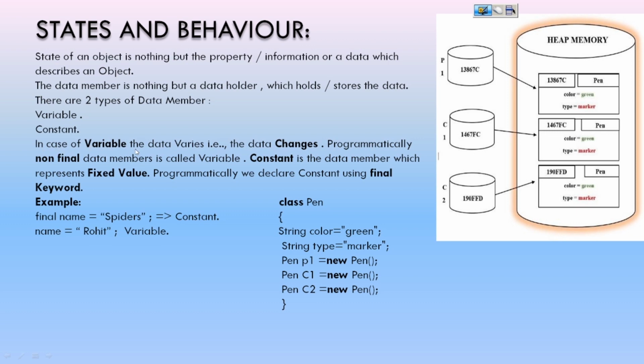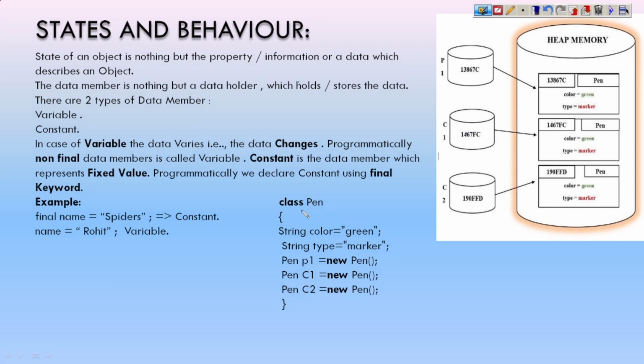In the case of a variable, the data varies, that is, the data changes. Programmatically, a non-final data member is called a variable. Constant is the data member which represents a fixed value. Programmatically, we declare the constant using the final keyword. For example, if you write final name spiders, then this will be the constant. And if I just write name and Rohit here, then that will be the variable.